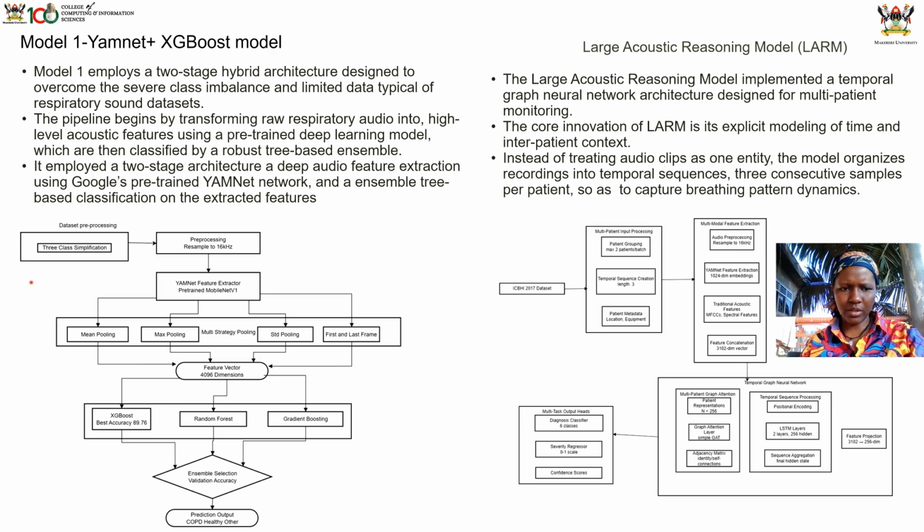So the first thing we did was to perform categorization of our audio set into COPD, the largest class, the healthy, and the other, being the other respiratory diseases that exist. Once this three-class separation is done, we preprocess and resample the audios to 16 kHz, feed them into the YAMNet extractor, which performs a multi-strategy pooling that is then placed into a feature vector.